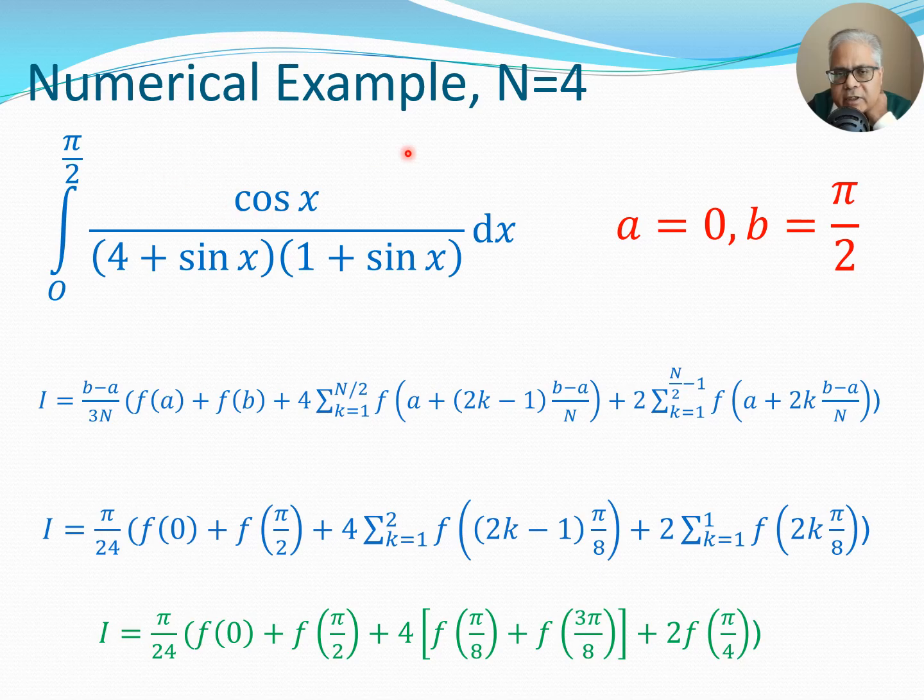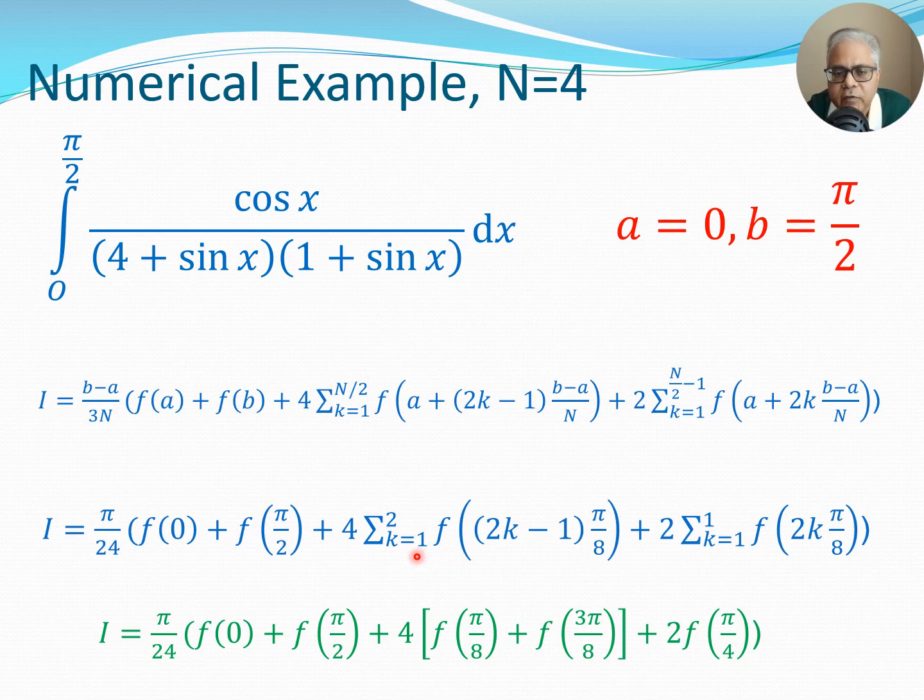This is pretty laborious, but I have gone ahead and done this using my calculator and so on. So I put n is 4, I take the formula, and I get all these values. Remember again, a is of course 0, b is pi by 2, and so I get this value of I. Now I need to find the function value at various points such as pi by 2, pi by 8, 3 pi by 8, pi by 4, and so on.